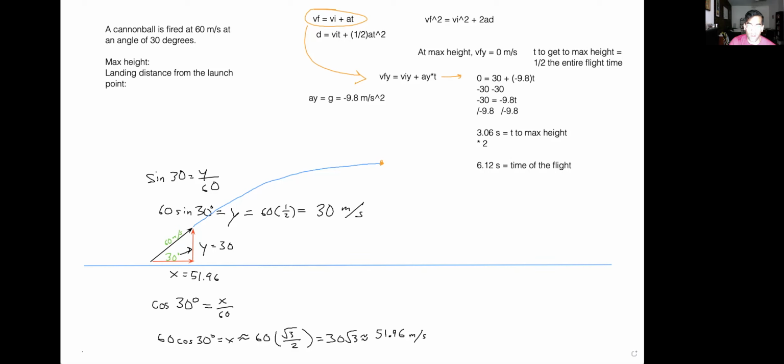We can take this equation now. Let's circle it in red. And I can plug in all the information that I know. So again, if I'm solving for maximum height, my time is 3.06 seconds. Okay, so I'm going to plug that in along with all the other values that I now know.